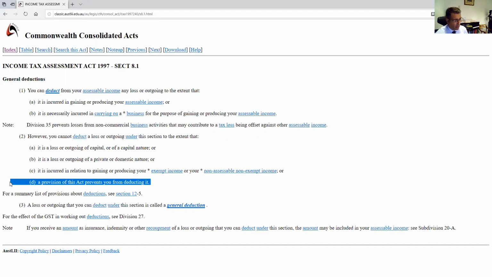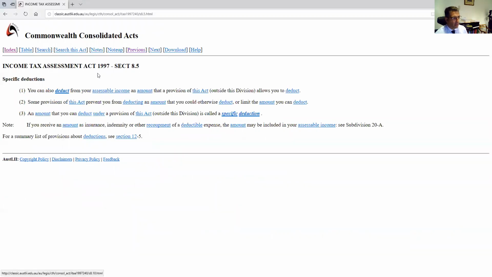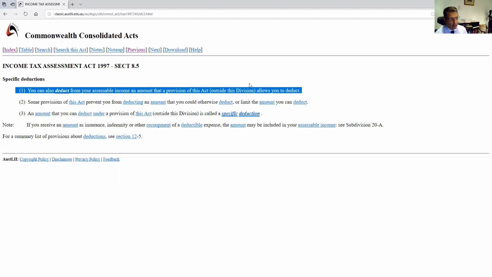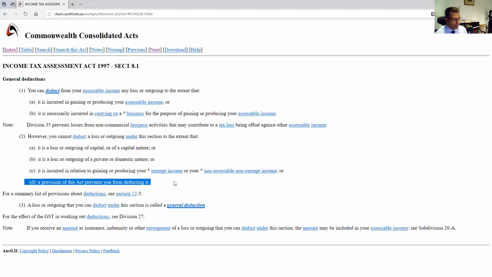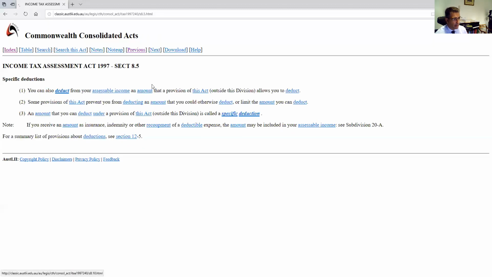Now that becomes relevant because effectively that's a specific non-deduction provision, and tonight we're talking about specific deductions. Section 8-5 refers to specific deductions. You can also deduct from your assessable income an amount that a provision of this Act allows you to deduct. So it's very much the partner provision, if you call it, with subsection 2, paragraph D.